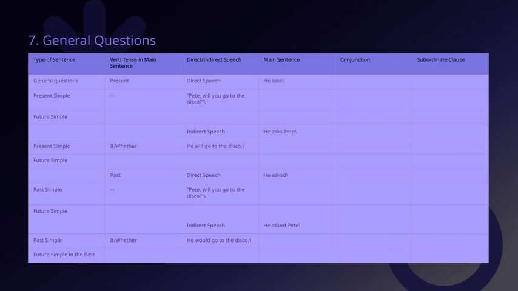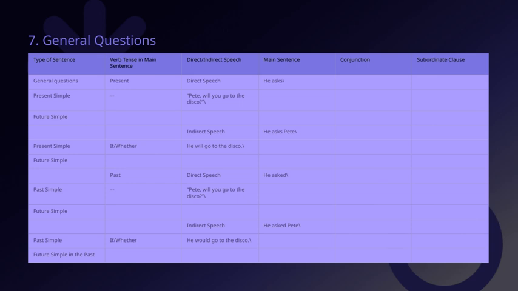All right, let's take a closer look at slide 15, which focuses on general questions and how we handle them across different tenses and speech styles. First, when we talk about general questions in the present tense, typically in direct speech, someone might ask, "Pete, will you go to the disco?" This is a straightforward question that uses the present simple tense to ask about a future action.